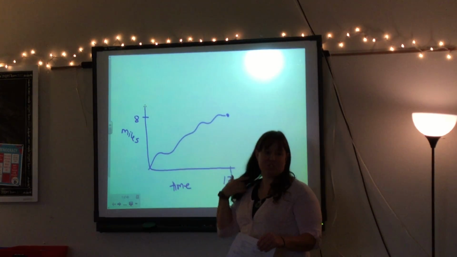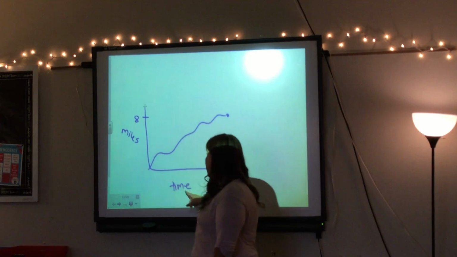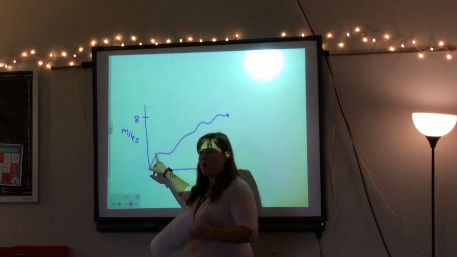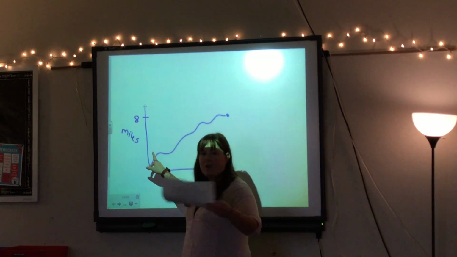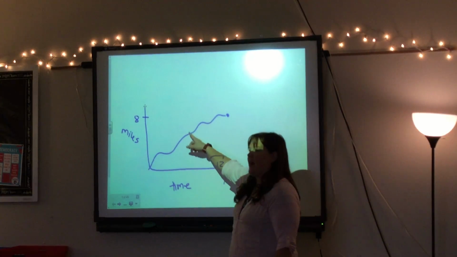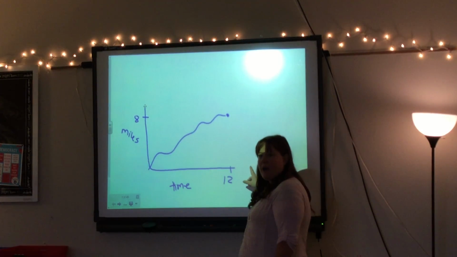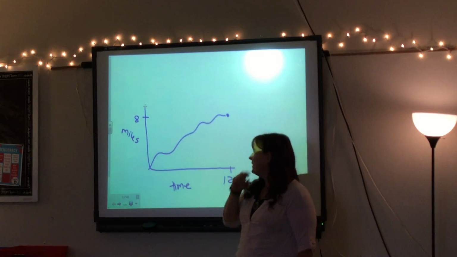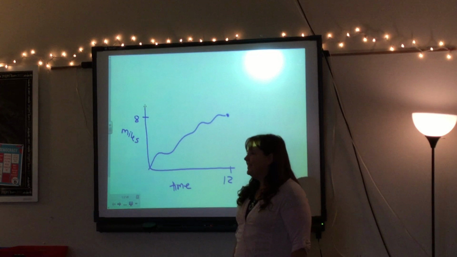So this is my position function. This says at time 1 minute, I could go up to the function and say at 1 minute I'm at 1 mile past my house, right? And at time 5 minutes, I'm at 4 miles past my house. And at time 12 minutes, I'm at 8 miles past my house.